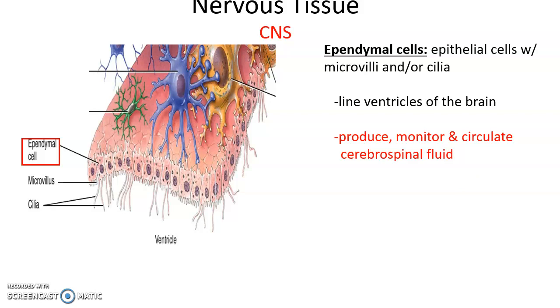So they produce cerebrospinal fluid, it goes into the ventricles of the brain, and then they make sure the cerebrospinal fluid is the proper composition chemically, and also they help to circulate the fluid by the cilia. The cilia will wave, will move, generating current in the cerebrospinal fluid, allowing it to travel through the brain, around the spinal cord.